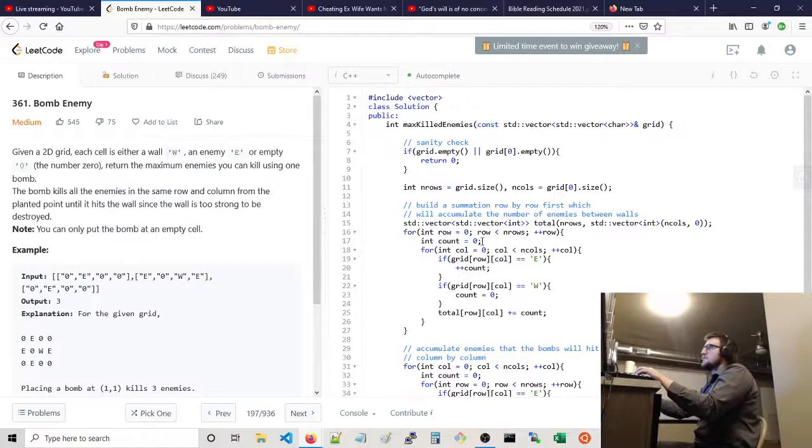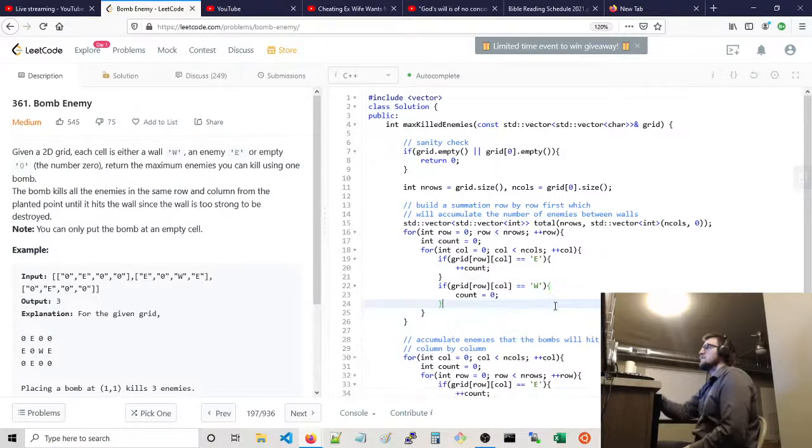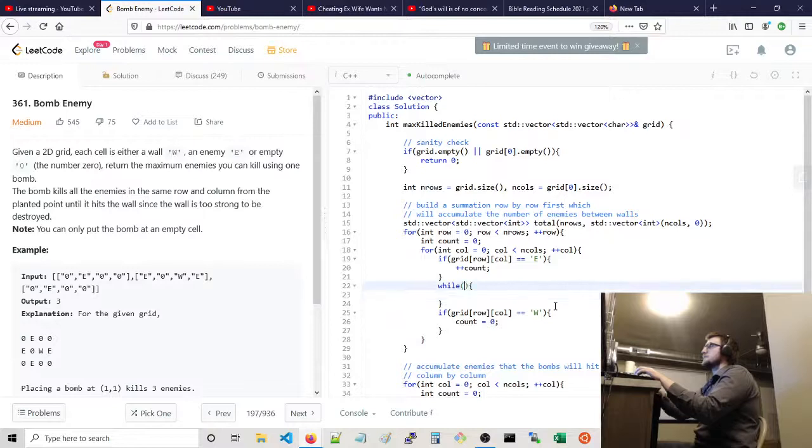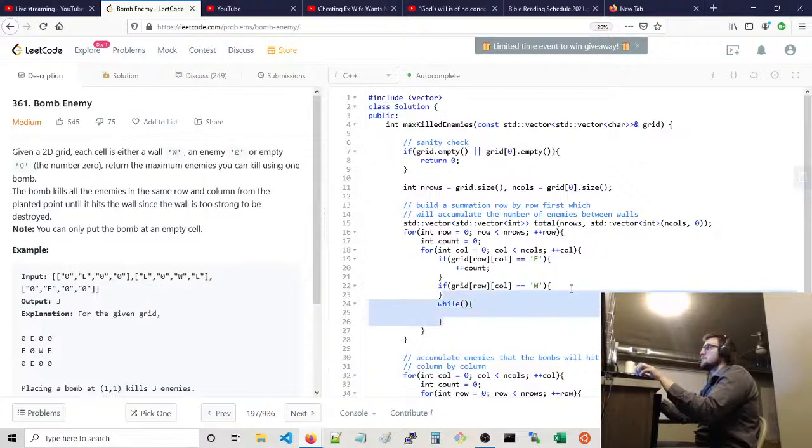Okay. So what you do is you get all the enemies up to a wall, and then you say while loop, and loop backwards of row until you hit a wall, really. And then once you hit the wall, you don't set the count to 0 yet. You do the following.